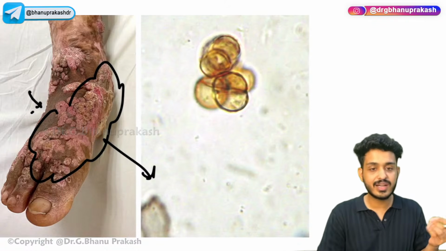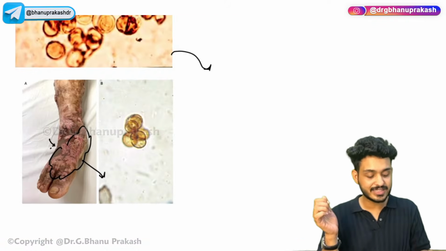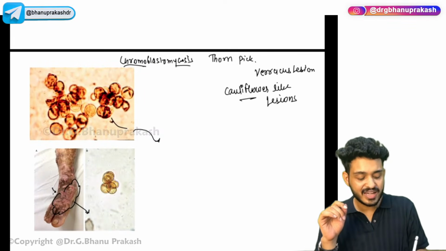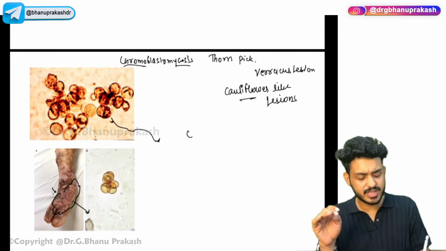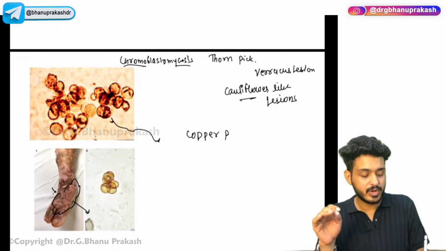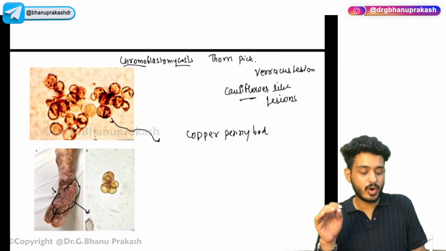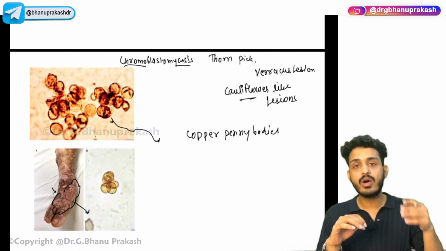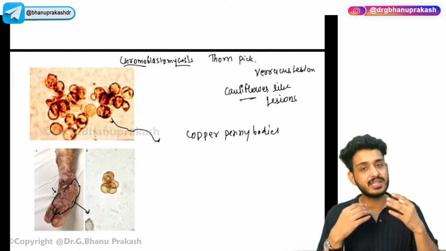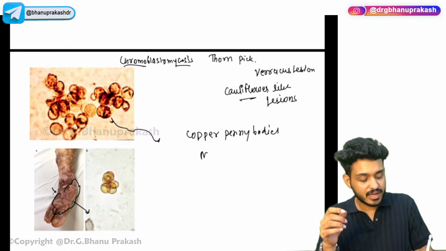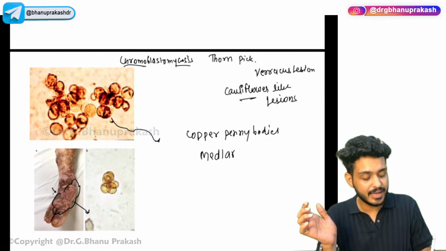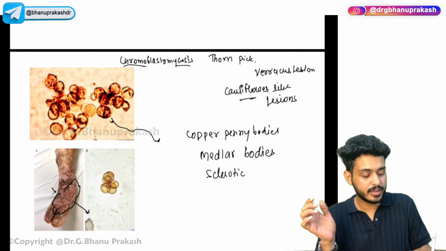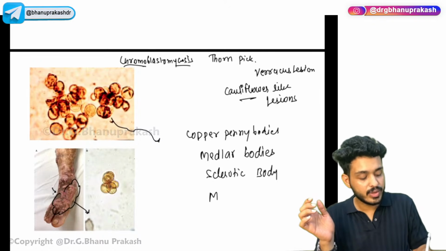They will give you a woodworker as an example, and you will have these types of keywords in the question. Apart from that, these bodies they have asked multiple times. They are known as copper penny bodies. Names are important. You can call them copper penny bodies, medlar bodies, muriform bodies, or sclerotic bodies. They can give you any name: medlar body, sclerotic body, muriform body.